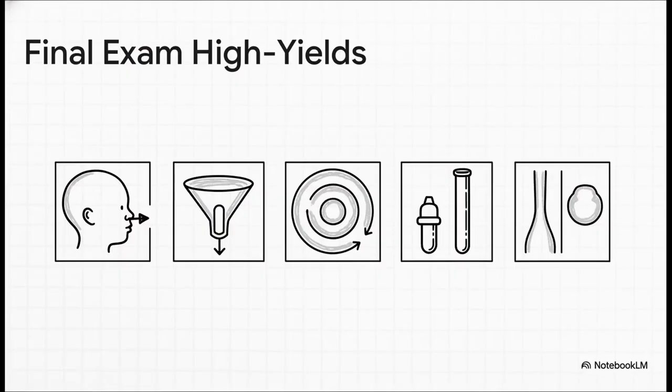Okay, so if you remember nothing else, please remember these 5 things. These are your non-negotiables. 1. Neonates are obligate nasal breathers with that high anterior larynx. 2. The cricoid ring is the narrowest fixed point. 3. 1 millimeter of edema leads to a 16-fold increase in resistance. 4. Know your tube formulas. And 5. Nail the difference between croup and epiglottitis.